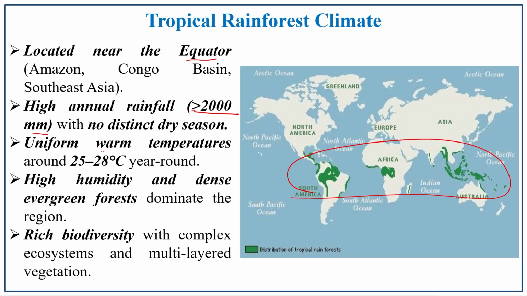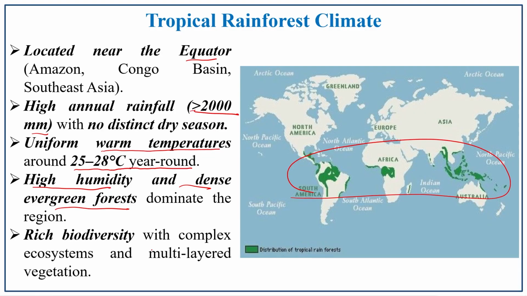And there is a uniform warm temperature, around 25 to 28 degrees Celsius year round. And what is the humidity of this particular region? That is high humidity, and dense evergreen forest dominates this region. Because of the high temperature and heavy rainfall, the biodiversity will automatically be very rich. It supports a complex ecosystem and multi-layered vegetation, from short shrubs to tall trees. We can see the diversified layers in this particular tropical rainforest climate region.